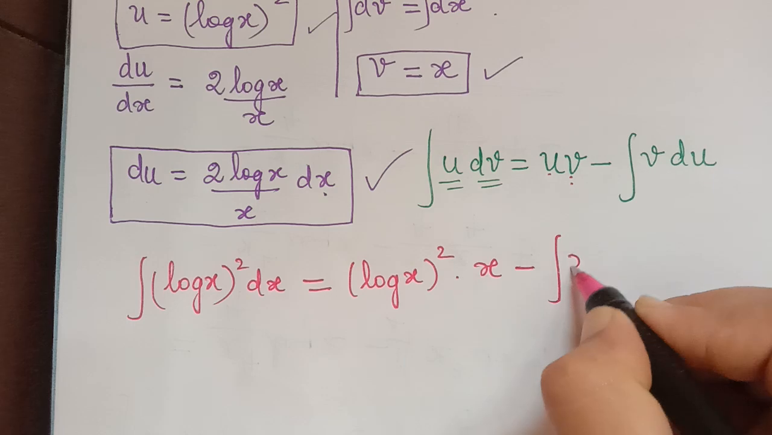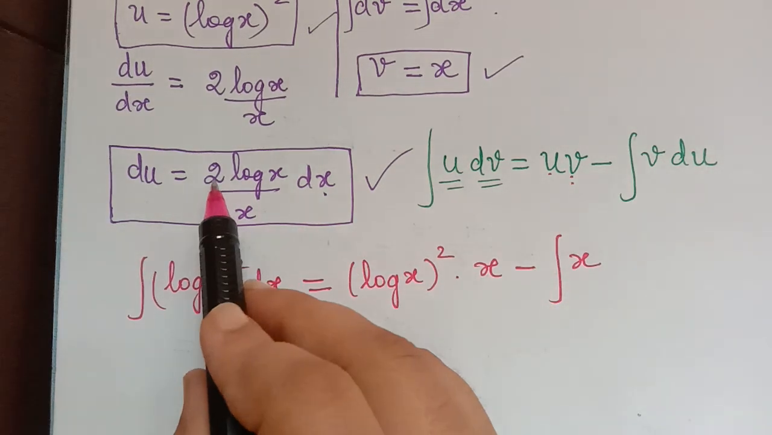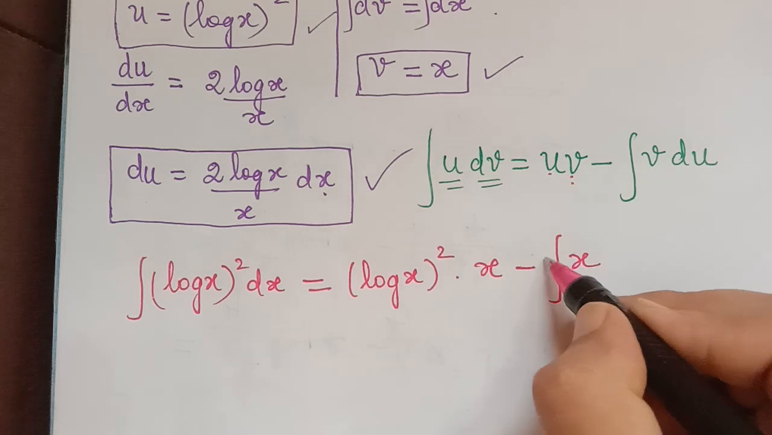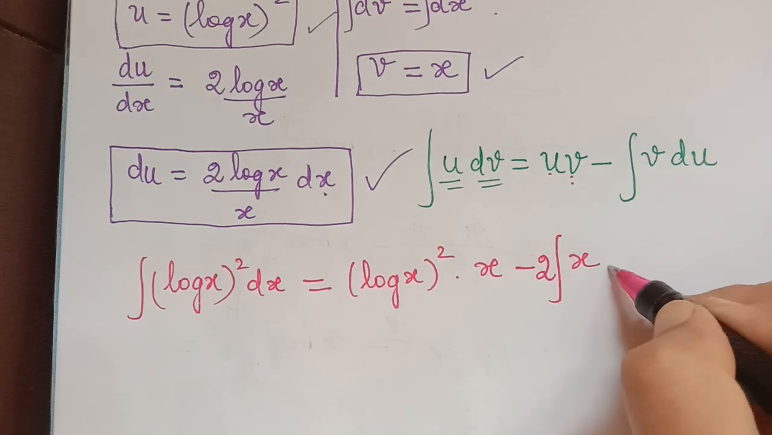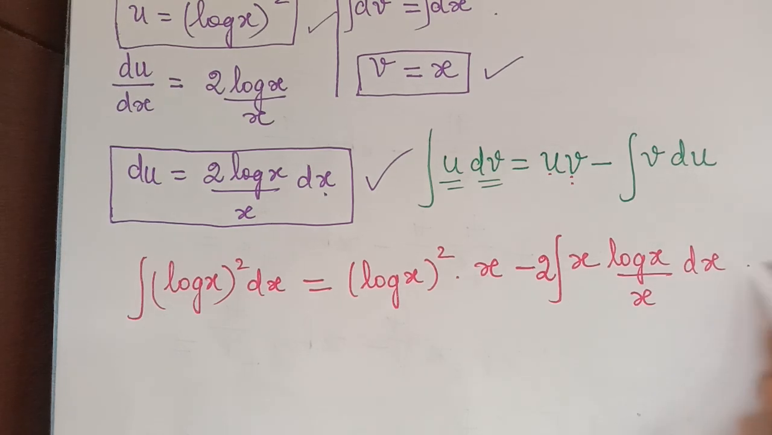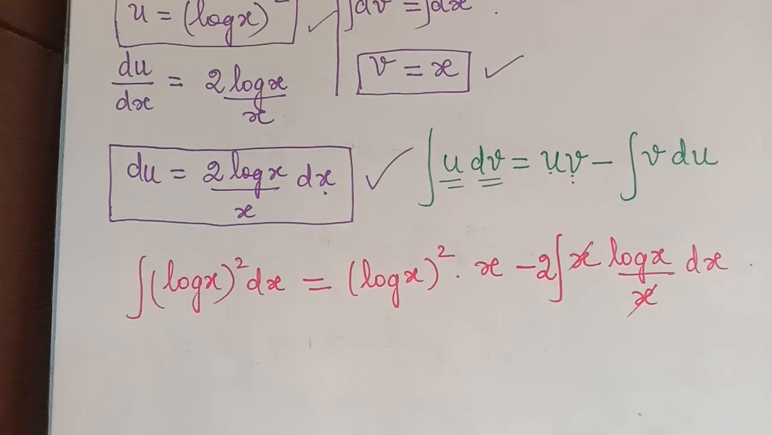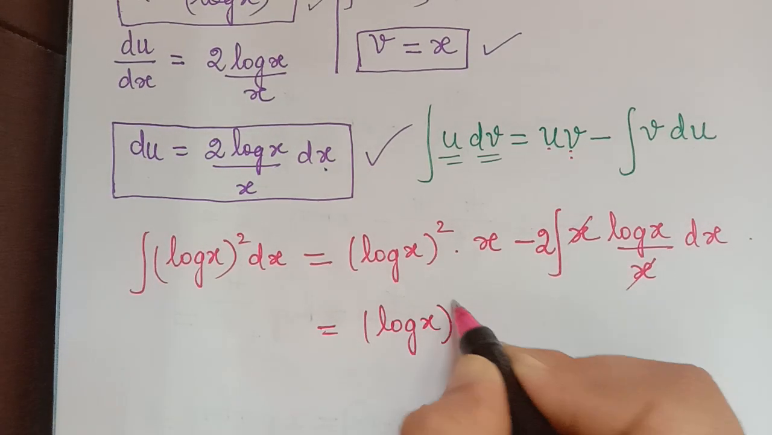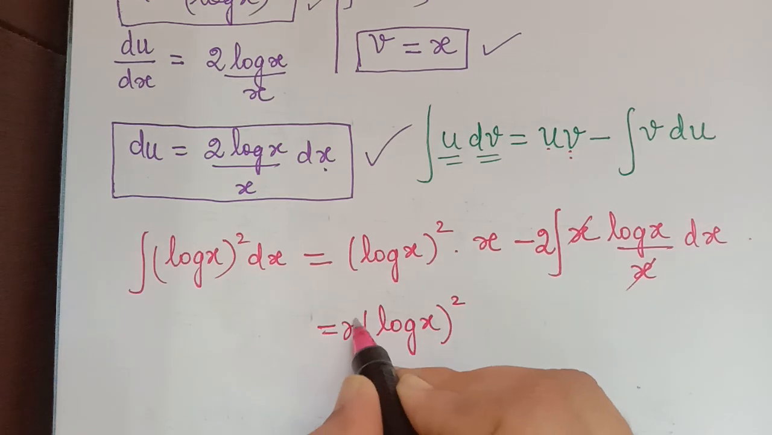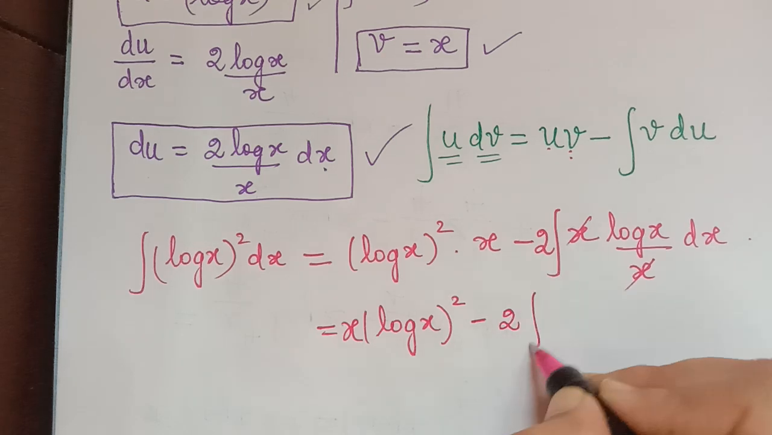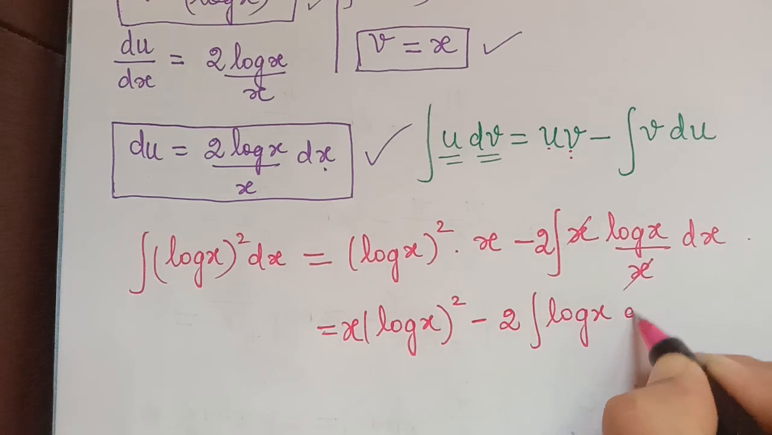So this multiplied with x, minus integral v du. v is what? x. And du is 2 log x by x dx. So multiplied with 2 log x by x. That 2 I can write outside because it's a constant. So 2 log x by x dx. Now if you see, this x and this x get cancelled, and here we get log x, and this x I will write here in the front. So x (log x) the whole squared minus 2 integral log x dx.